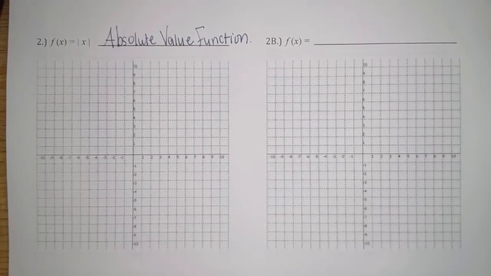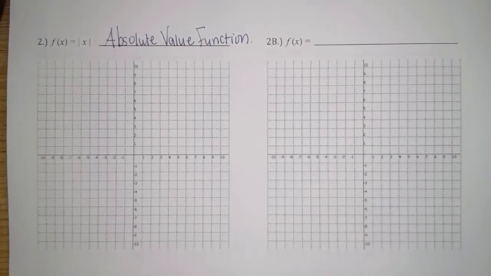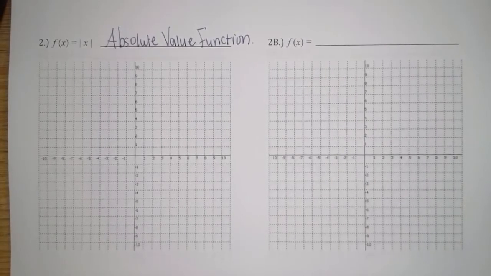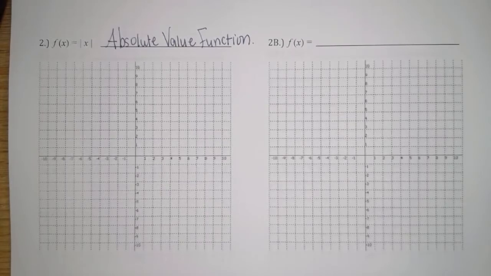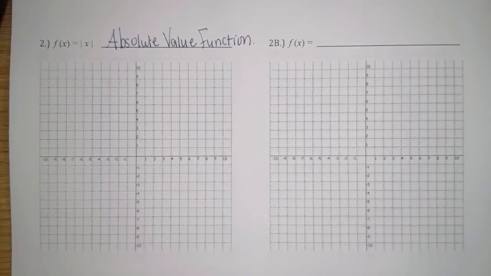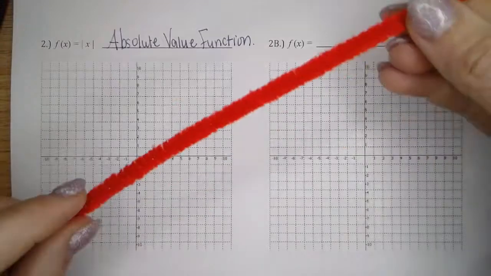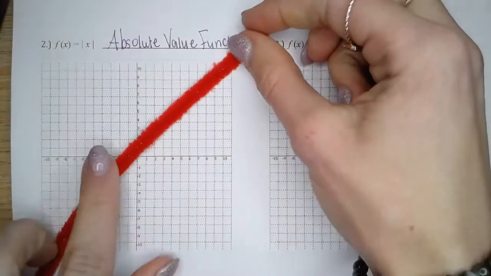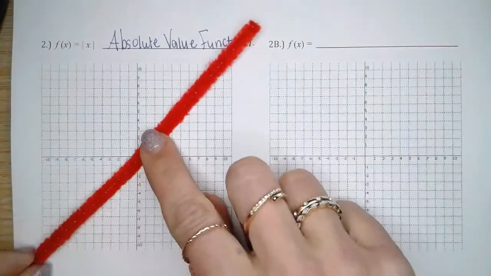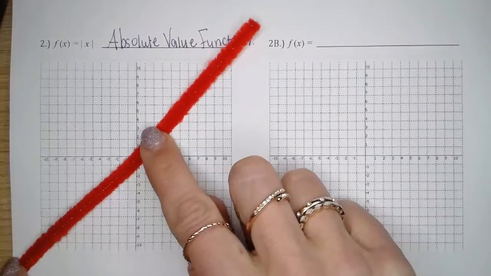When you take the absolute value, you really take any part of it that was negative, and we're going to make whatever was negative into something positive. So what will that look like? Here I have a pipe cleaner, and this pipe cleaner is showing me y equals x, the graph from above.